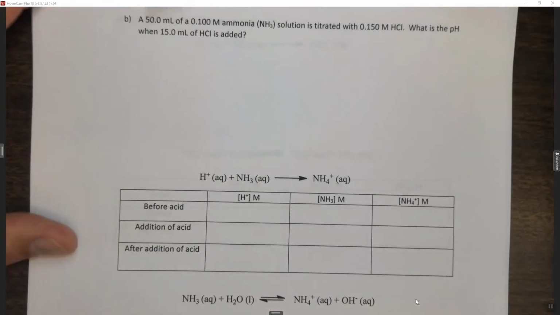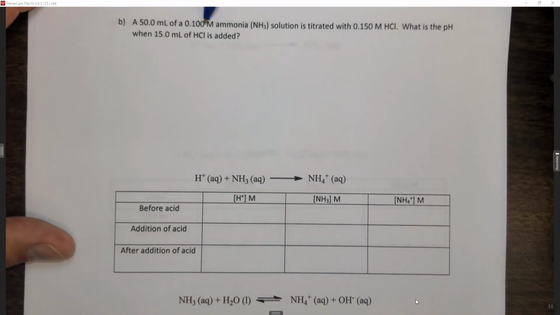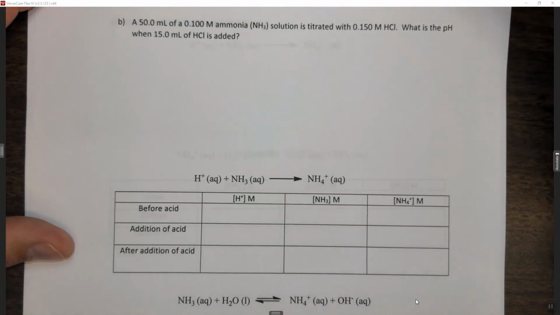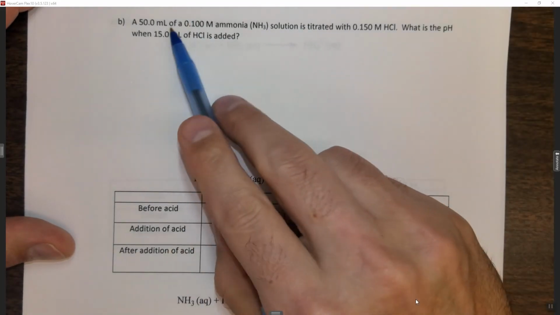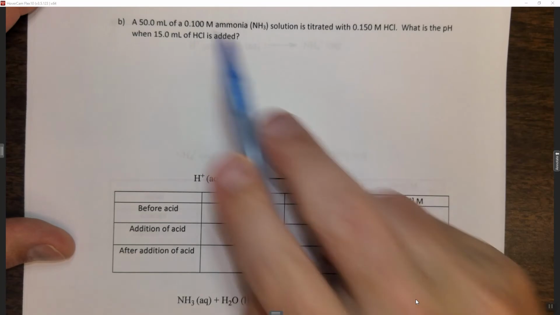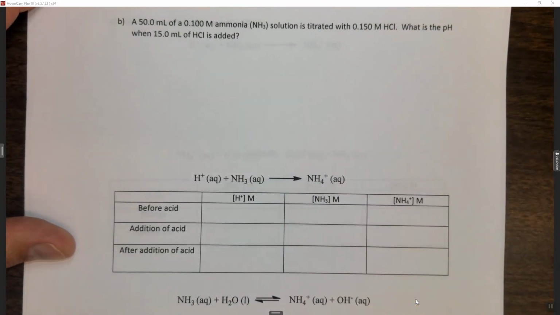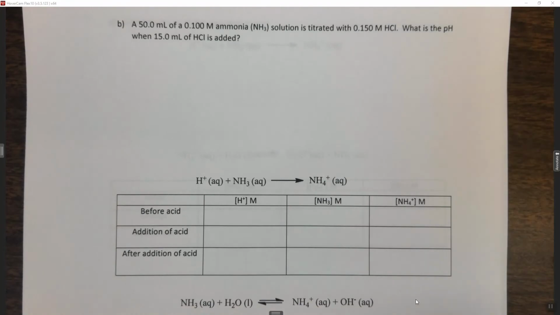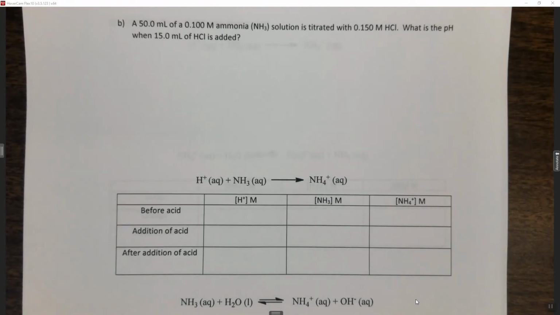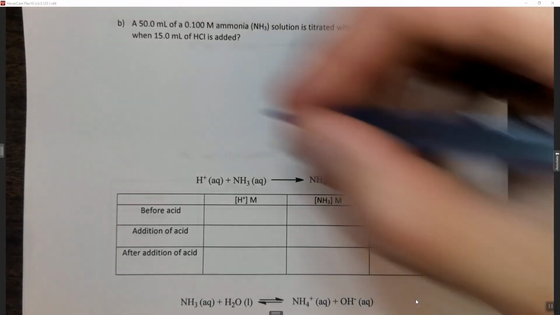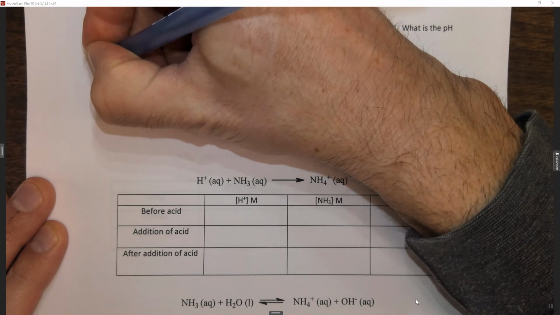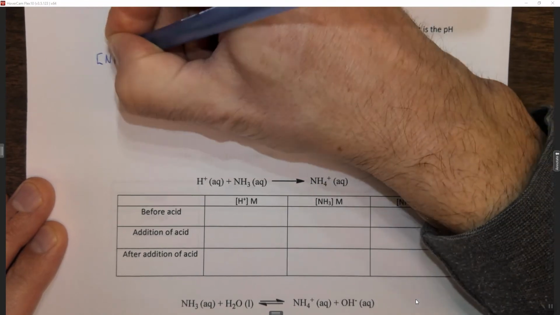All right, so this question says we still have the 50 milliliters of the 0.1 molar ammonia, but now we've added 15 milliliters of HCl. So we're titrating the 50 milliliters of 0.1 molar ammonia, and now we're adding 0.15 molar HCl, and we've added 15 milliliters. So in the previous example, I did it by moles, and here I'm going to do it by molarity. Specifically, I need to find the concentration of NH3 initially.